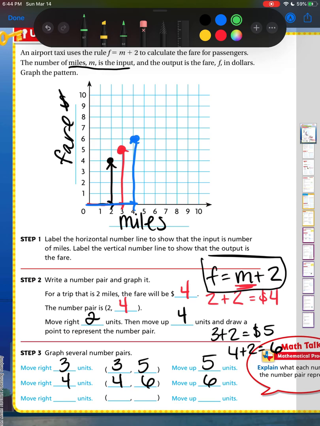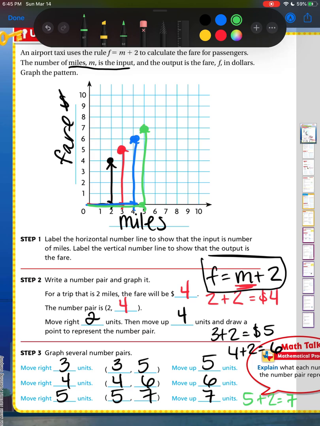Let's try one more. So let's say we plug in 3 for M, so 3 miles. Or wait, we just did 3. I'm sorry. Let's say we do 5. So we're trying to find the fare for 5 miles. So we'd have 5 for M plus 2. Well, 5 plus 2 is 7. So we would move to the right 5 units, move up 7 units, and we'd end up with our number pair of 5, 7. So our input is 5, our output is 7. So we would go over to the right 5 units, and then we would go up 7. So we end up with our point right here.